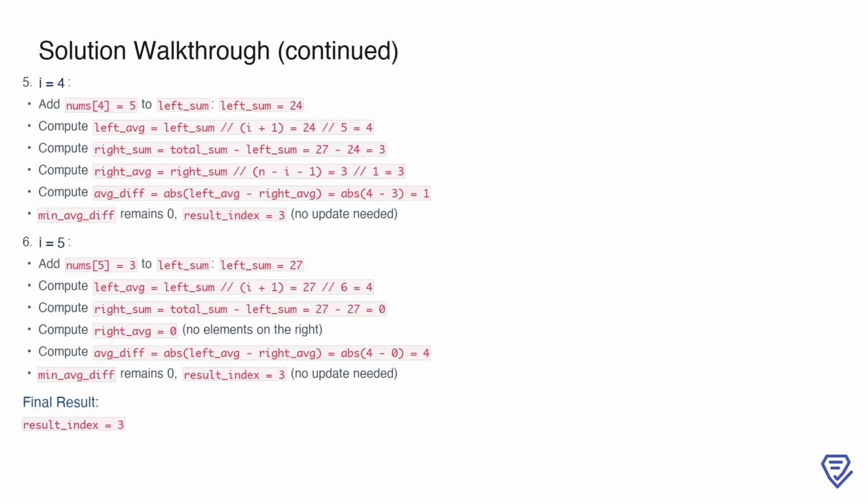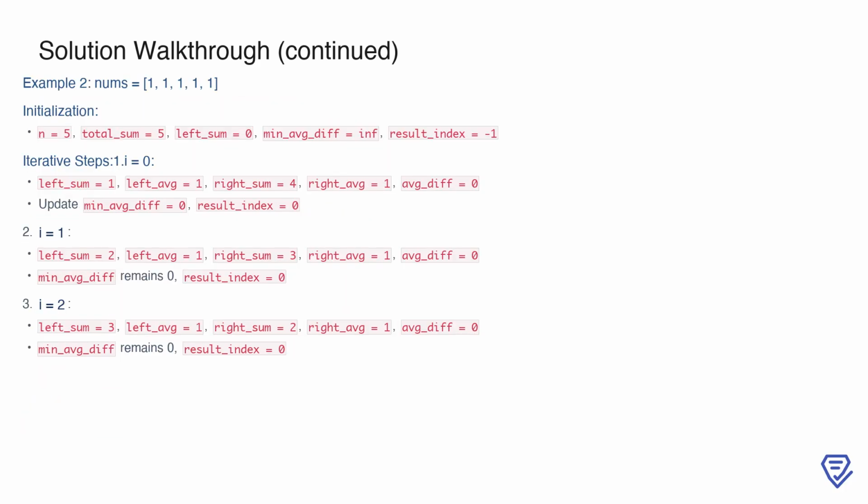Finally, for i equals 5, we add nums[5] equals 3 to left_sum, giving 27. The left average is 27/6 equals 4, while the right sum becomes 27 - 27 equals 0. Since there are no elements on the right, the average is 0. The average difference is abs(4 - 0) equals 4, which is larger than the current min_average_diff. As a result, min_average_diff remains 0, and result_index stays at 3. Thus, the final result for this example is result_index equals 3.